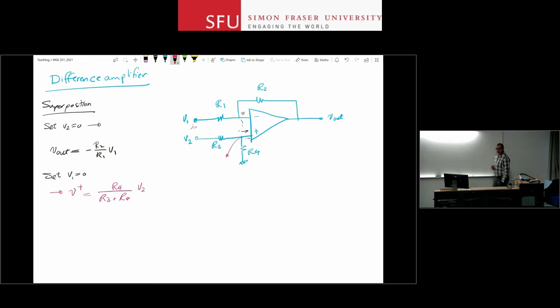Now that I know the voltage at that node and V1 is grounded, the rest of the circuit is the basic non-inverting amplifier. I already know how to solve that, so I can show that Vout is just 1 plus R2 over R1 times V plus, which is R4 over R3 plus R4 times V2.